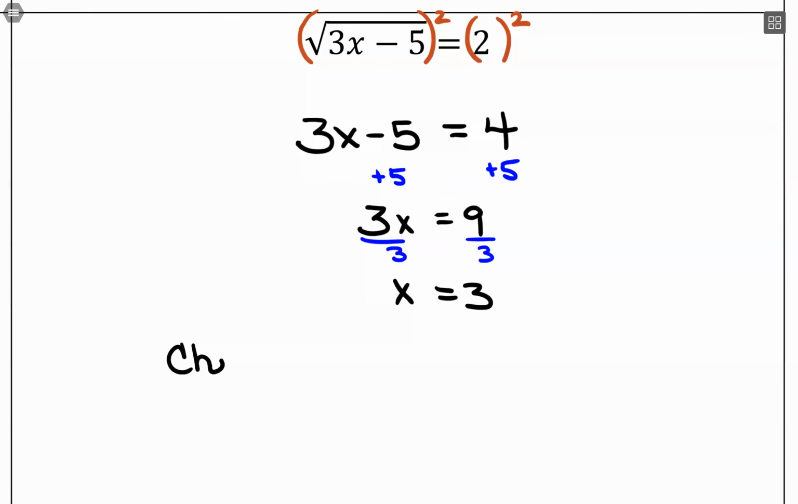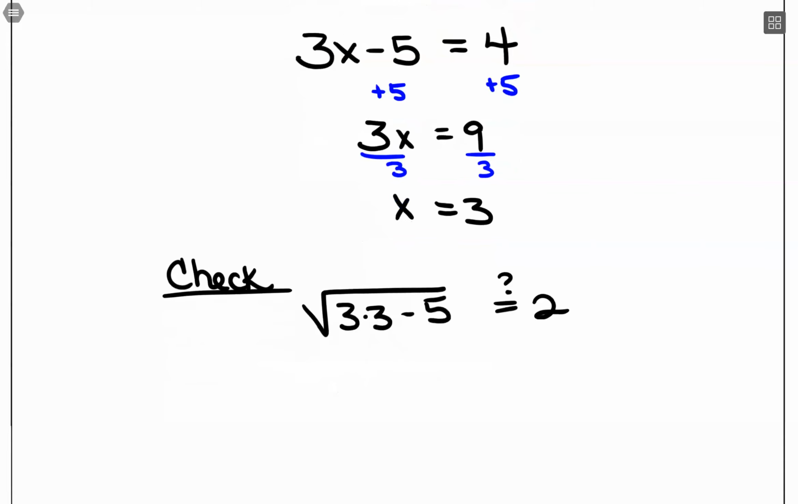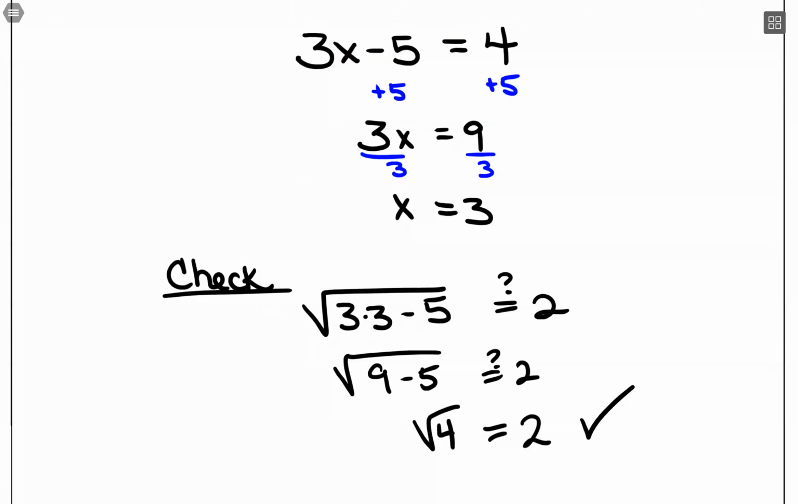And then before we can confirm that solution, we need to check it. Then we go square root of 3 times 3 minus 5, and I want to know, is that going to be equal to 2? Well, square root of 9 minus 5, which is the square root of 4, which is equal to positive 2. So we have our solution, x equals 3. Alright, so this is a case where we just have a single radical showing up in our equation. In the next video, we'll go through what to do with 2 radicals.